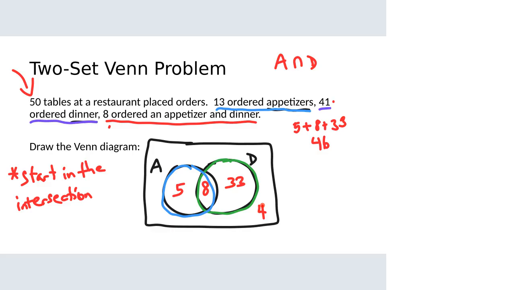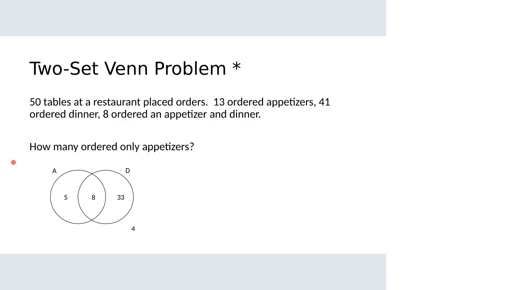Outstanding. The key, and I'll say this every time, is to start in the intersection. So there's our Venn diagram. Same situation, and my question to you that I'm going to make a poll for is, how many ordered only appetizers? The word only means the same thing here as it would in real life. This will take me longer to type than it will for you to answer, but that's okay. So, how many ordered only appetizers?